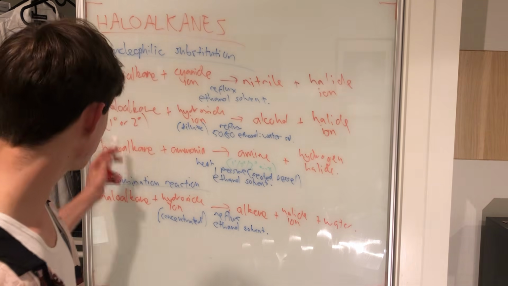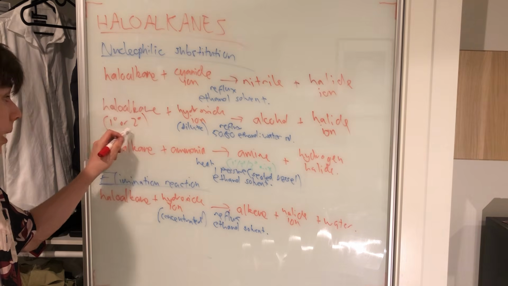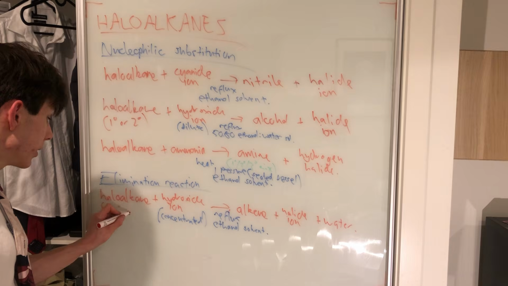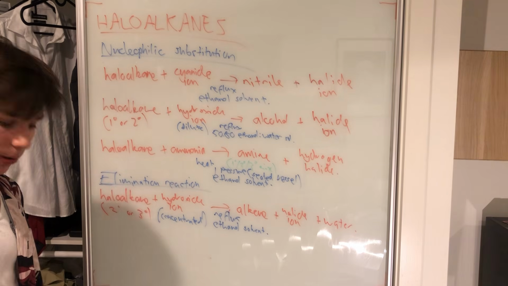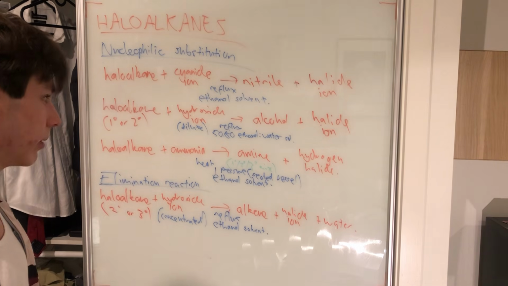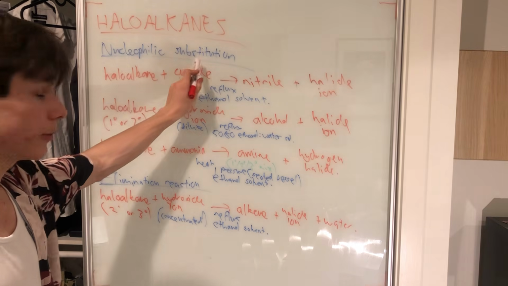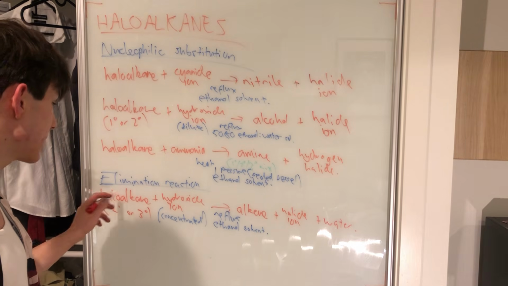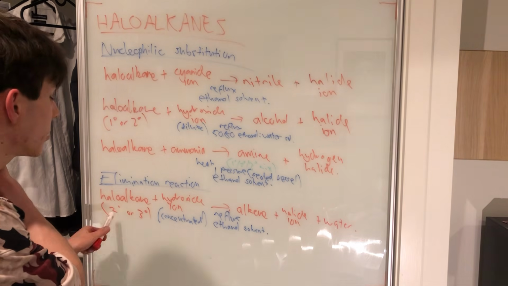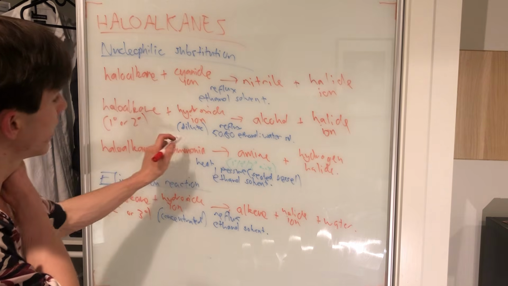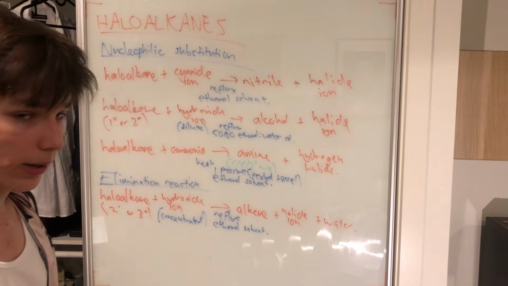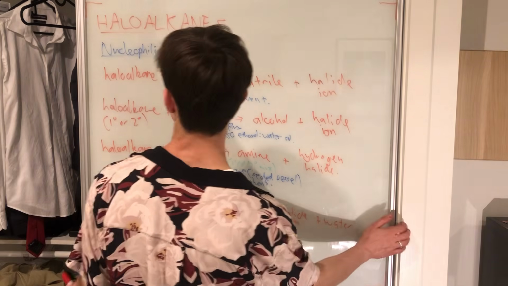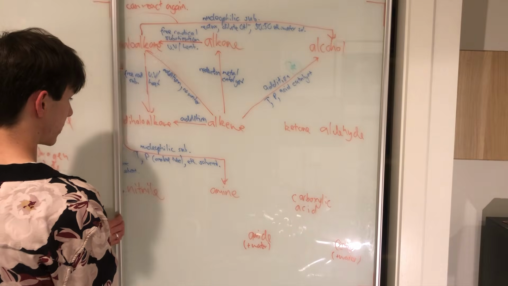The other thing is, remember we said this occurred for a primary or secondary haloalkane. This reaction occurs for a secondary or tertiary haloalkane. So in other words, if you've got a primary haloalkane, you're probably going to have a nucleophilic substitution reaction. If you've got a tertiary haloalkane, you're probably going to have an elimination reaction. If you've got a secondary haloalkane, it could be either, and you've really got to look at the very specific conditions, yeah? So, let us put that on the diagram.